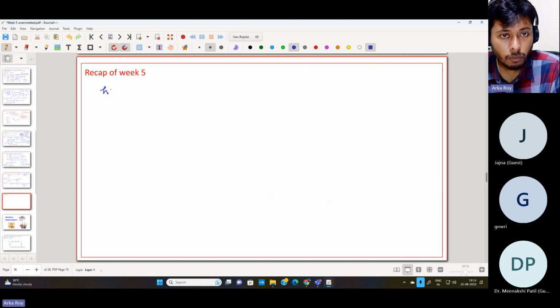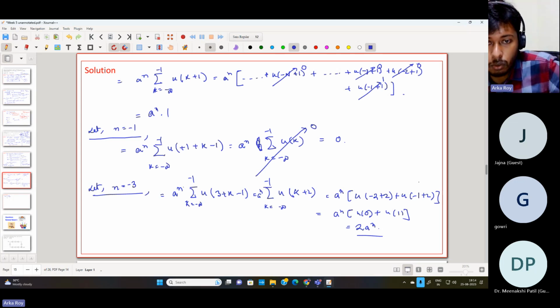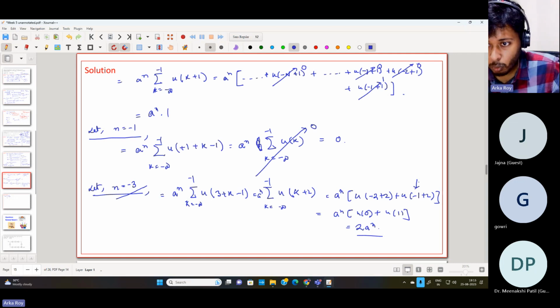So h of n, that is what I was commenting, I can write it as a to the power n, then summation, so k is running from n plus 1 to -1. For example, here also you can understand. I had taken n equals to -3, and for which values I am getting the final output at -1. That is the upper limit that I have taken over here, and the lower limit was n plus 1.